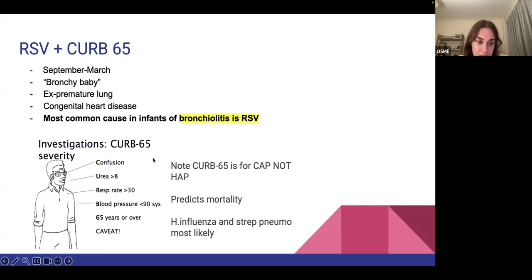The CURB-65 criteria, they do assess this a lot in lab med, so just learn it. It's confusion, urea, respiratory rate, BP, and 65 years or over. And the most likely organisms for a community-acquired pneumonia are H. influenzae or Strep pneumo.